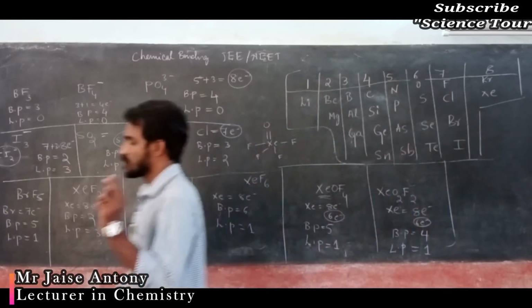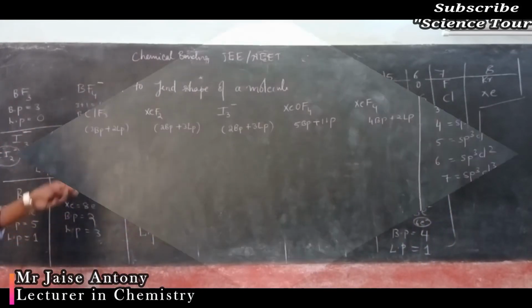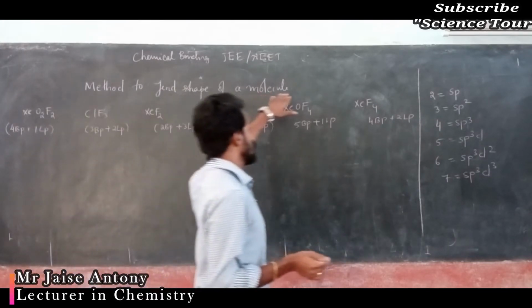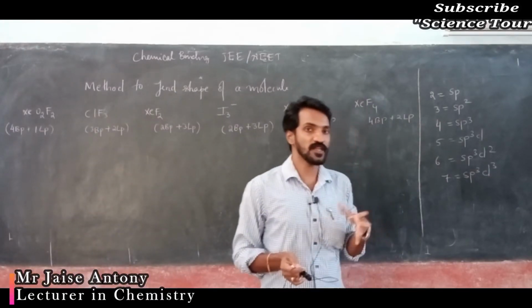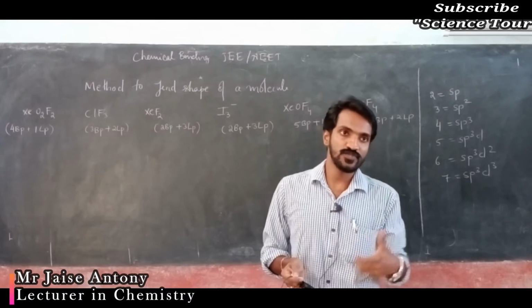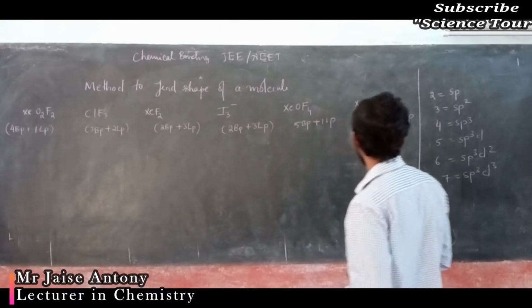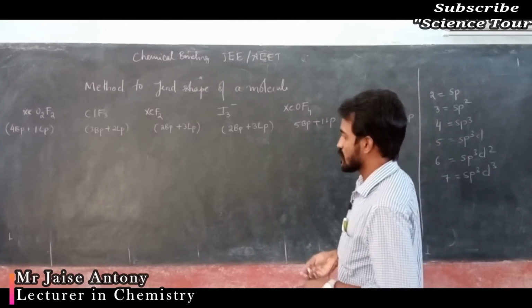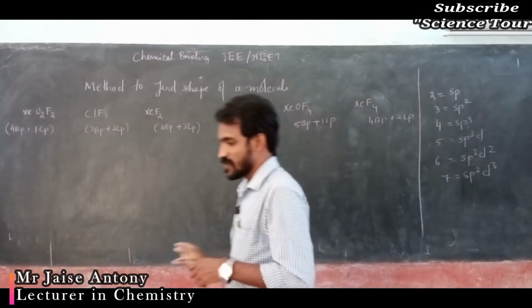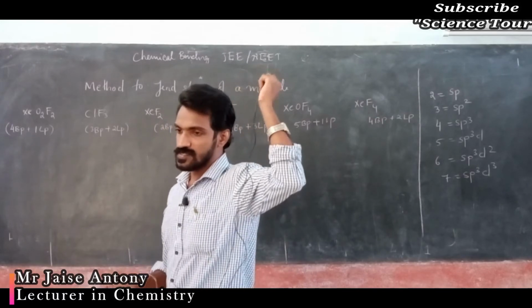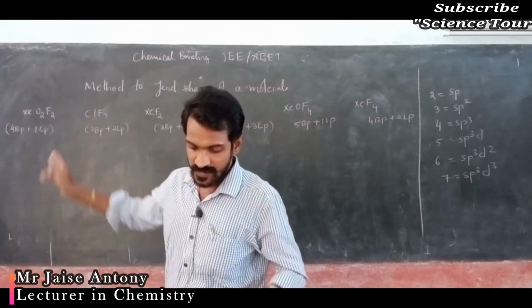Okay, no doubt, my dear students. Students, this is one of the very important methods to find the shape of a molecule, because the shape of a molecule you are predicting is different. Geometry is different. Shape of a molecule is different. My dear students, I explained how to find this particular.